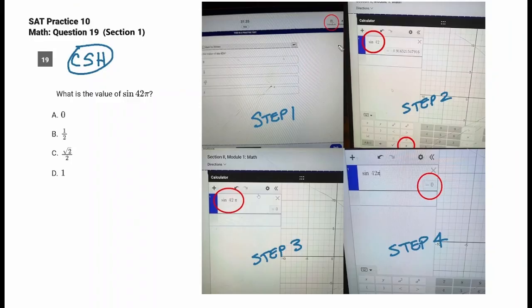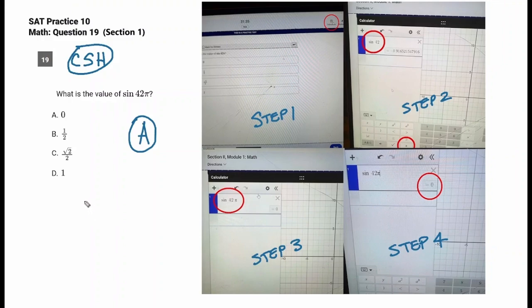Step 1, you go to the calculator that's on the SAT. You could also use your calculator. Step 2, you type in sine, S-I-N, space, 42. Step 3, you can write in pi, or you can click on the little pi thing. It's going to put pi here. And when you do that, it's going to say equals 0. Guess what? That's the answer. It's A. Couldn't be simpler. A 6-year-old could do it if they just knew how to do the steps on the calculator.